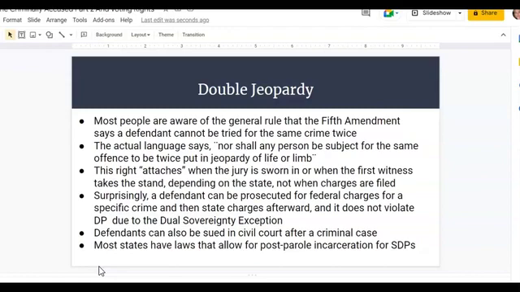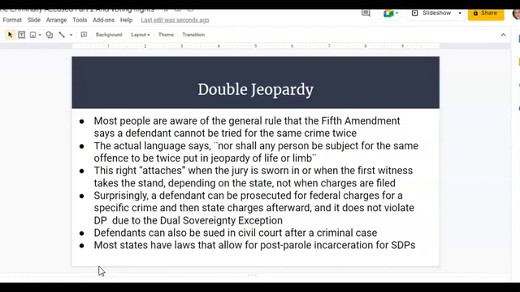And the actual language says, nor shall any person be subject for the same offense to be twice put in jeopardy of life or limb. But the way it works is a little different than your average person thinks, and there are a lot of exceptions. So, just like the general rule with searches and seizures and warrants, the general rule is that you have to have a warrant or consent, but there are about a dozen exceptions to the rule. There are exceptions to this ban on double jeopardy. There aren't a dozen, but there are about a handful.